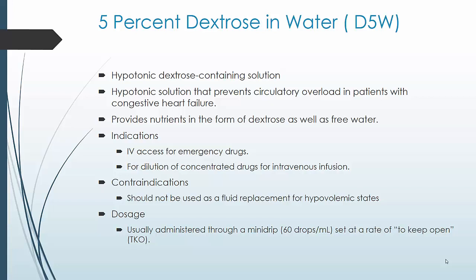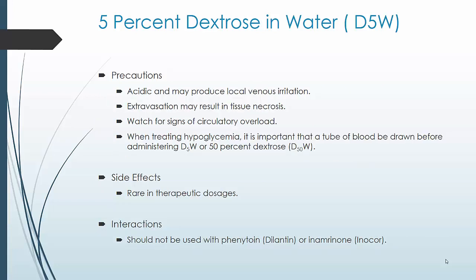All right, your dosage: a mini drip, just a TKO to meet the patient's needs. Precautions: it is acidic. It may produce local irritation in the veins, and if you have extravasation, which is basically a blown IV, it can result in tissue necrosis. Watch for signs of circulatory overload. All right. If you are treating hypoglycemia, you want to try to draw a tube of blood before you give your D5 or D50.